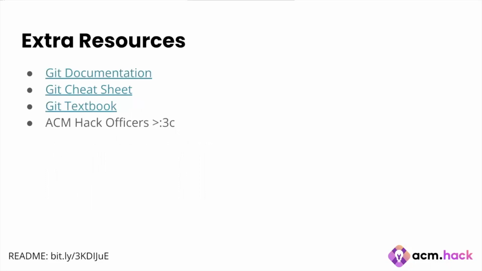Next, here are some extra resources. The first one is the Git documentation. It is a very long list of all the possible Git commands. I think it's useful if you're looking for something pretty niche. Next, we have the Git cheat sheet. This is a list of more commonly used Git commands, so they're probably the commands you're using the most. And then next, we have the Git textbook. If you want to read more about Git and understand Git more thoroughly, there is a textbook available for you for free.